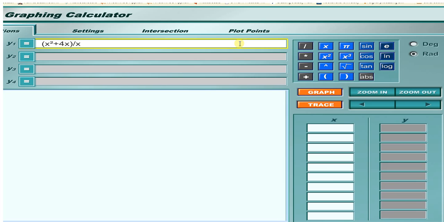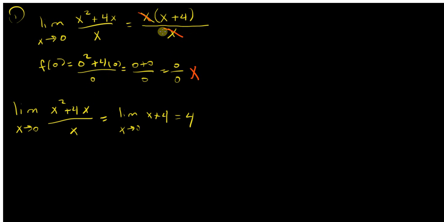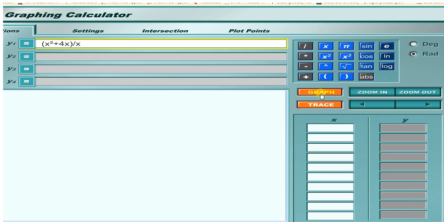So what should we get here? We should get a straight line, right? Because we're saying that this is the same thing as x plus 4. So we should just get the graph of x plus 4. x plus 4 is just a straight line with a y-intercept of 4, with a slope of 1 over 1. So let's go ahead and press graph and see if we get that.